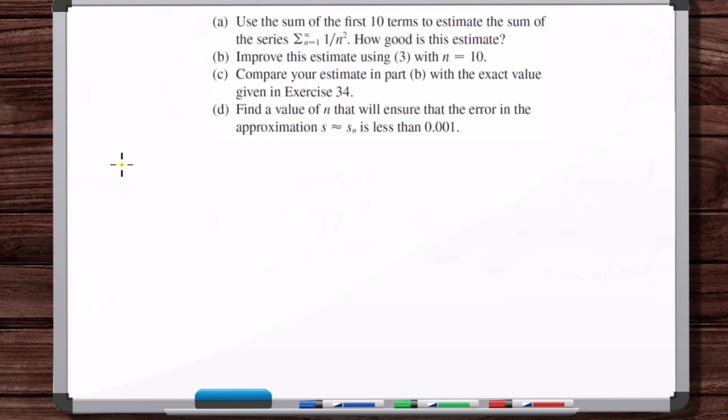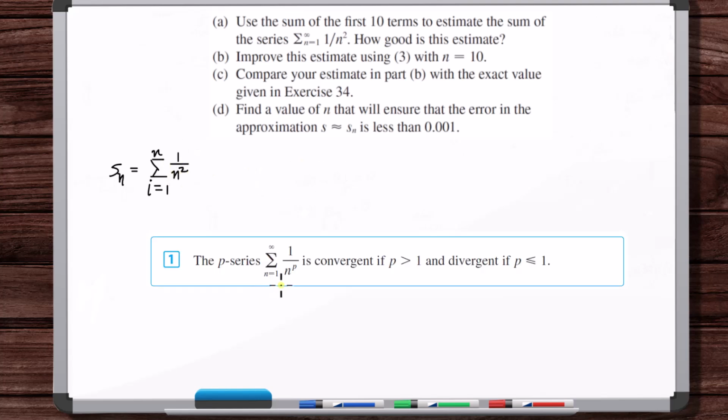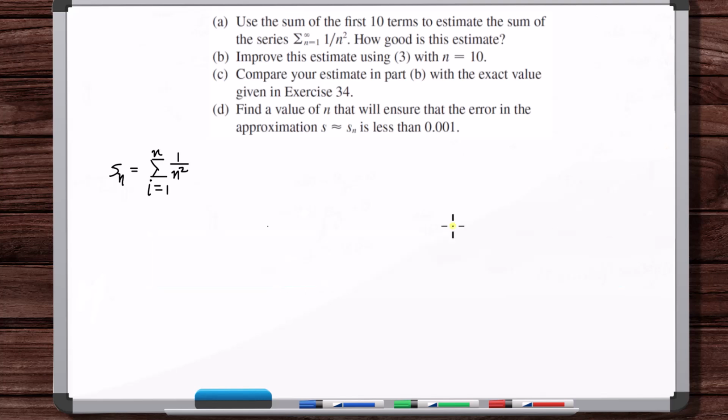Okay, so the s sub n here is the sum from i equals 1 to n of 1 over n squared. This is a p series. We know this is convergent, right? This is a p series with p equal to 2, which is greater than 1. So this is convergent. Okay, so we didn't use the integral test to show that this is convergent. Well, actually, the p series, we did use the integral test to develop that theorem.